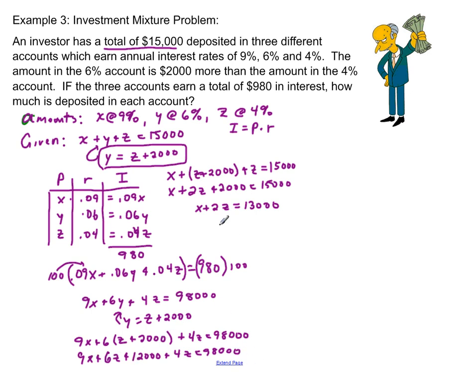So when we do a little bit of work right here, what's going to happen? Well, 9x plus 6z plus 4z gives me plus 10z. Then I would have to subtract 12,000 from 98,000. Well, that's going to give me 98 minus 12 gives me 86,000. And now I've got my system of equations.